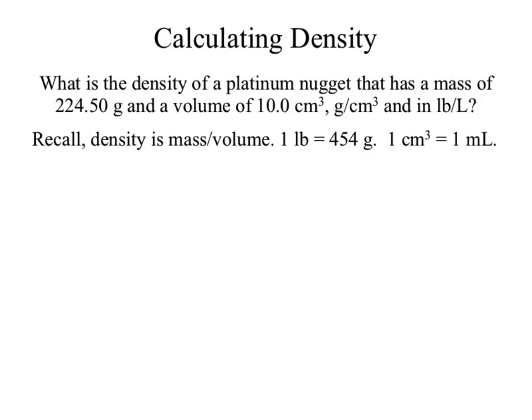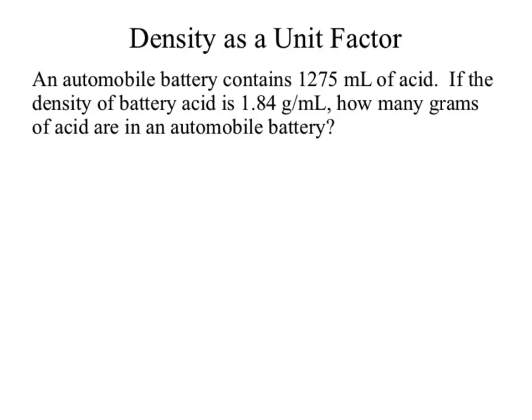Do we need to do a conversion factor with density? Sure. I heard a no first, so let's see if we can compromise. We'll skip the first one, we'll do the second one. An automobile battery contains 1,275 milliliters of acid. If the density of a battery acid is 1.84 grams per milliliter, how many grams of acid are in an automobile battery? Just like every other question, where do we start?